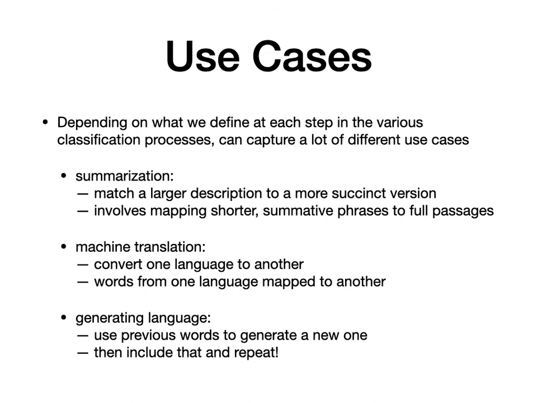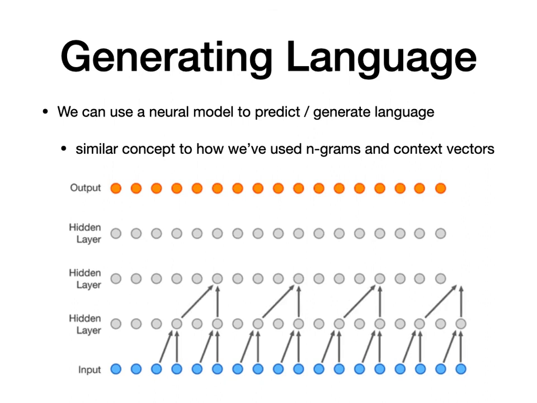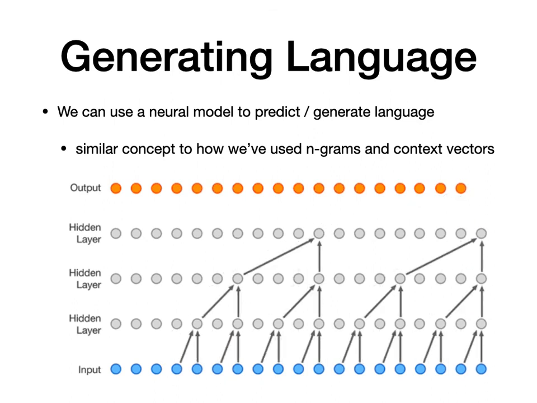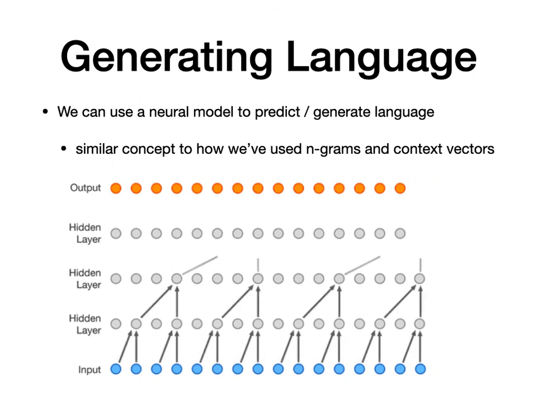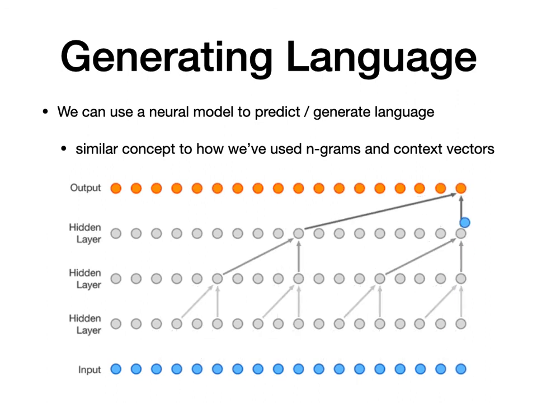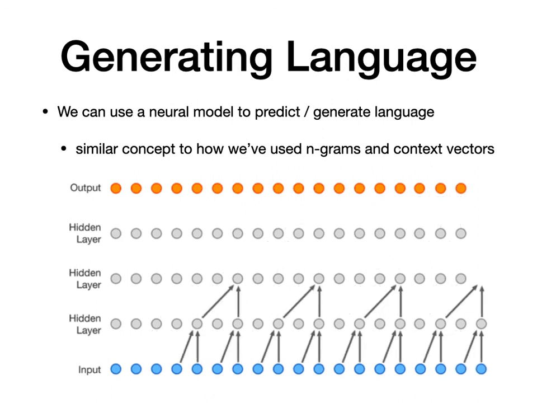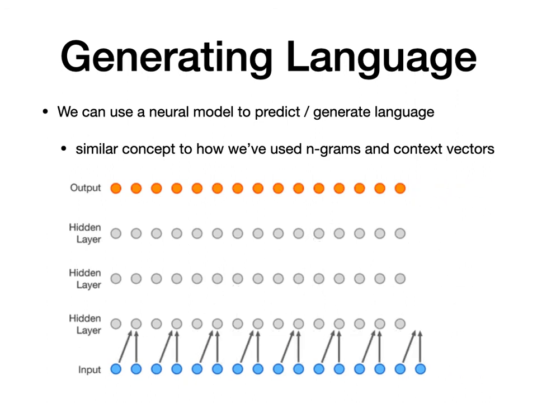Finally, we can actually generate language. We can use the previous words to generate new ones, and then include those new ones and repeat. Very much like what we just saw previously with n-gram models, right? We can use a neural network model to predict and generate language one word at a time. Similar concept of how we used n-grams and context vectors, right? We're saying, okay, I've trained the system on lots of passages of length n. I'm going to generate a new word, and then I'm going to drop that into my inputs and keep going, right? We see this little moving window here going on. And remember the hidden layers, the output layers, all that stuff that we've sort of covered on how those work.